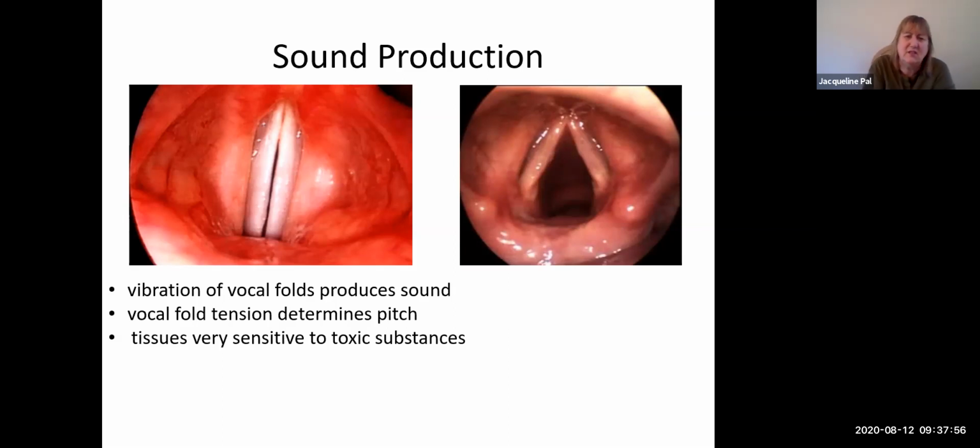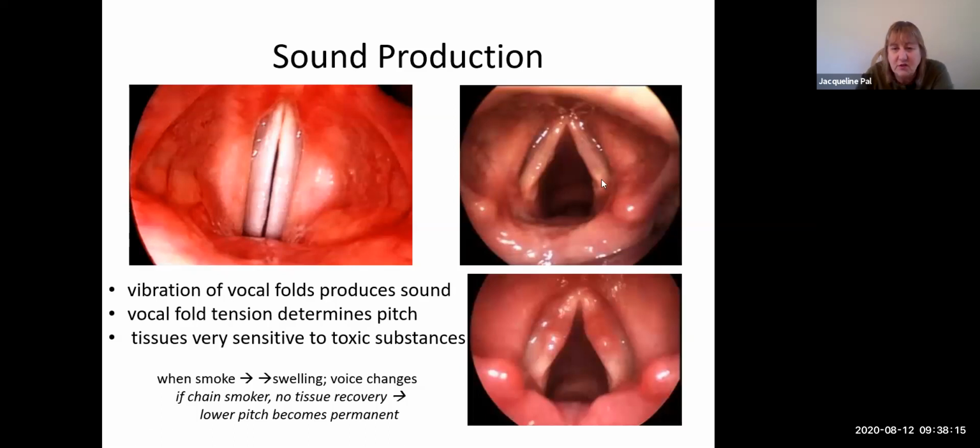Now, these tissues are very sensitive to toxic substances, especially cigarette smoke, and they get an inflammatory process as a result. And the net result of chronic inflammation is that you're going to get some collagen deposition and scarring, and this can lead to these little nodules on the vocal cords.